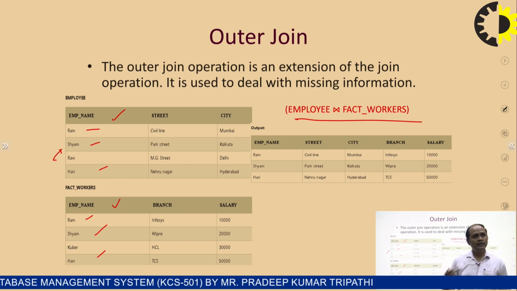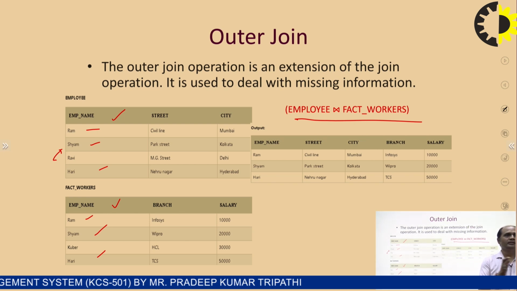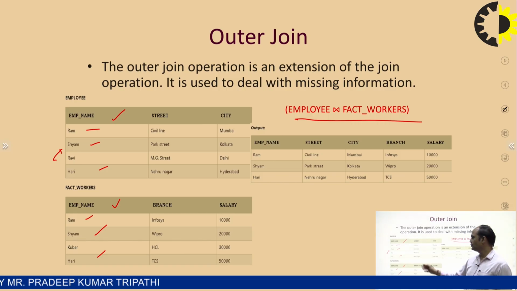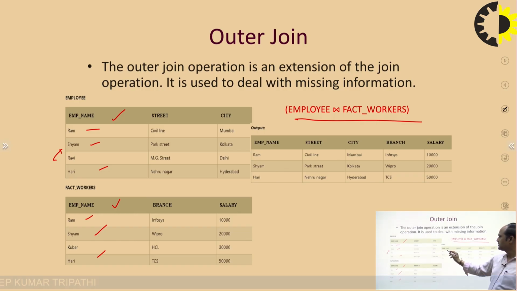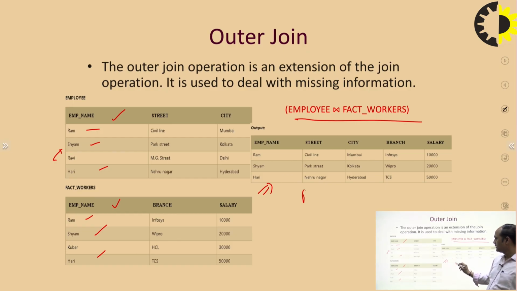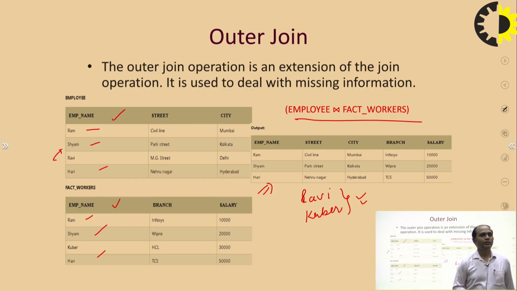So in the third table, when we want to join this information, we have to use this table. In the join operation, Ravi and Kuber are missing, because Ravi is present in the first table but not in the second table, and Kuber is present in the second table but not in the first table. So these are the two pieces of information that can be missing after the join.